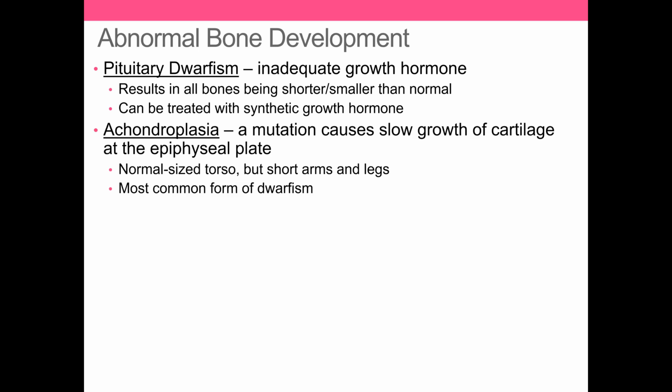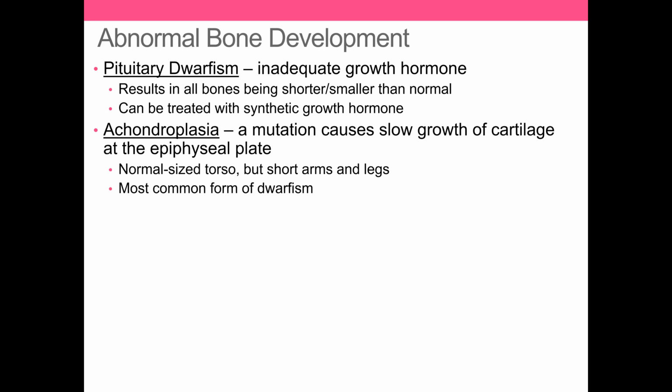The more common type of dwarfism, and the one that you will typically see, is achondroplasia, and this is also one of your clinical terms. This is a mutation that causes the slow growth of cartilage at the epiphyseal plate. So remember, your bones only get longer if the chondrocytes are growing cartilage at the same rate the osteoblasts are making bone. So if the cartilage slows down, then the osteoblasts are going to take over and the bones are going to be much, much shorter.